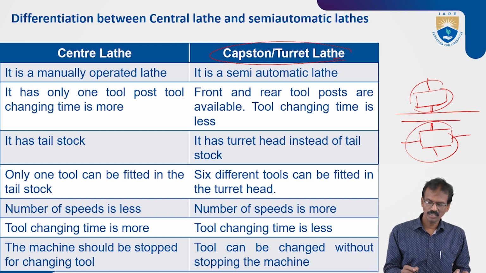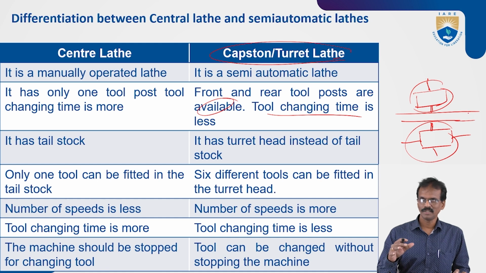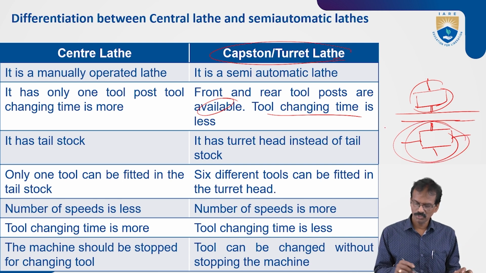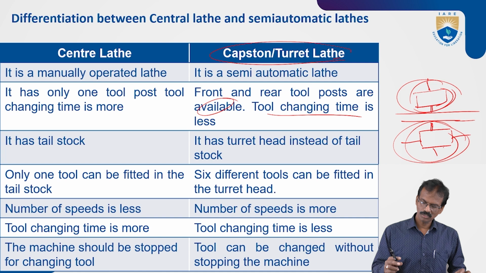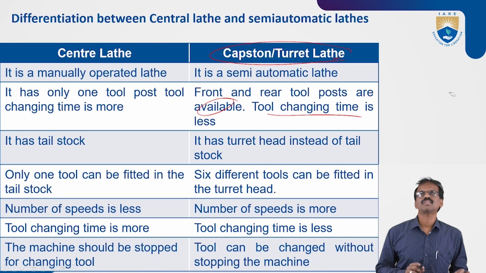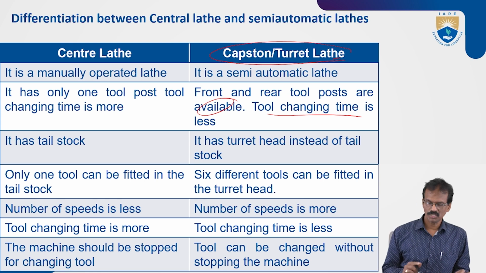Front and rear tool posts are available. The tool changing time is also very low. When the functioning is going on, we can change the tool bits here also. The operation is going on by the tool fixed in the turret head, and at that time we can change the required tool bits in the front and rear tool posts. This type of accommodation is available on the capstan and turret lathes. So the tool changing time is very low here, but very high in the central lathe.